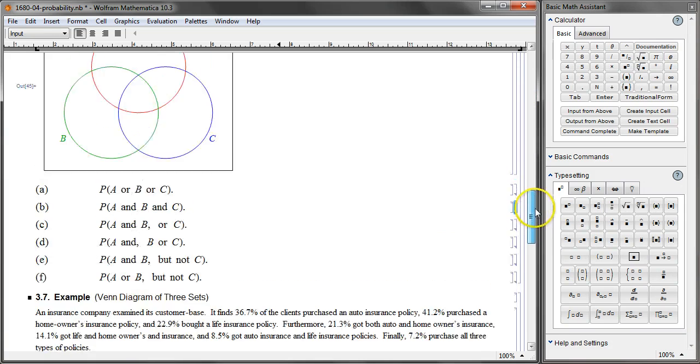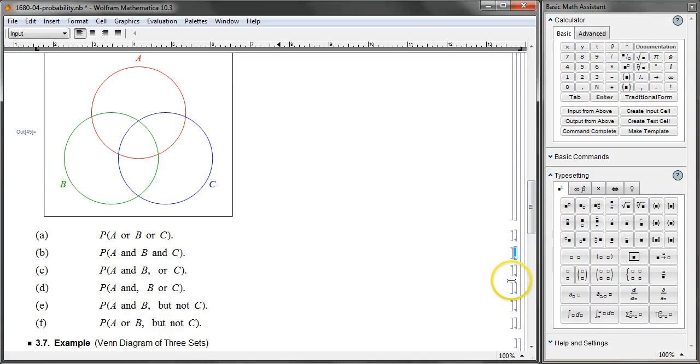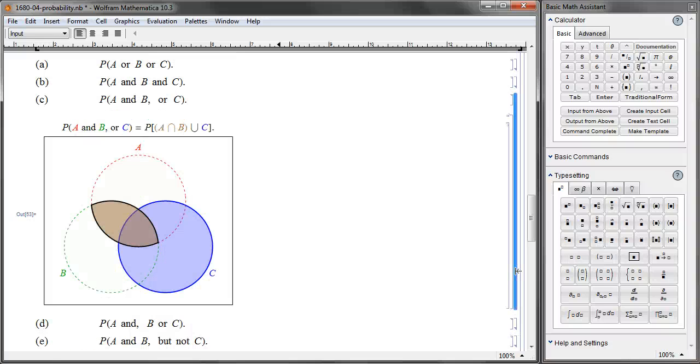Here comes a little bit more difficult one. (A and B) or C versus A and (B or C). The parentheses play a humongously important role here. A and B first, or C, or A and B or C. Well, here we go. A and B first, which gives us this brown region with black boundary, or C, which is the blue region, and then shade everything together.